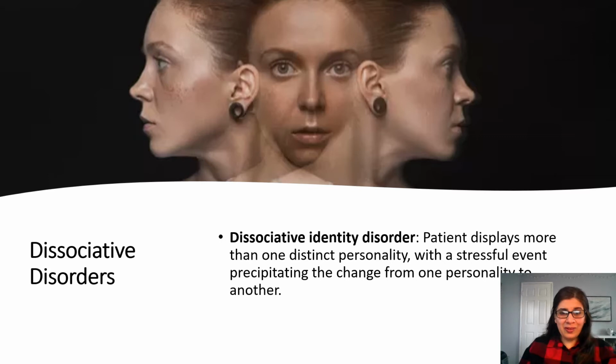So dissociative identity disorder is where a patient displays more than one distinct personality. What happens is some kind of stressful event would precipitate switching from one reality to another. And those realities are quite different from one another. There could be two or even sometimes more personalities. And I'm sure all of you may have watched quite a few movies about them, but it's very difficult living with those disorders.